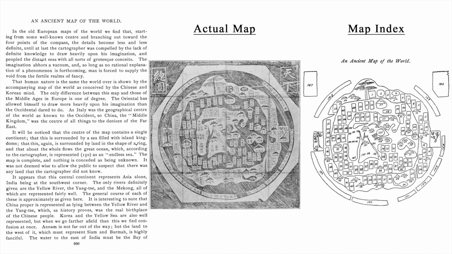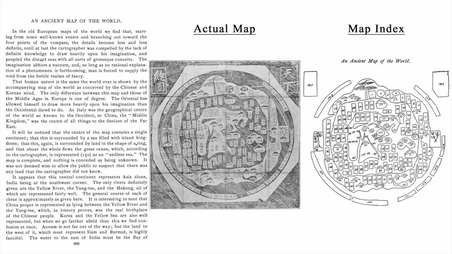An ancient map of the world. In the old European maps of the world, we find that starting from some well-known center and branching out toward the 4 points of the compass, the details become less and less definite, until at last the cartographer was compelled by the lack of definite knowledge to draw heavily upon his imagination, and peopled the distant seas with all sorts of grotesque conceits. That human nature is the same the world over is shown by the accompanying map of the world as conceived by the Chinese and Korean mind.